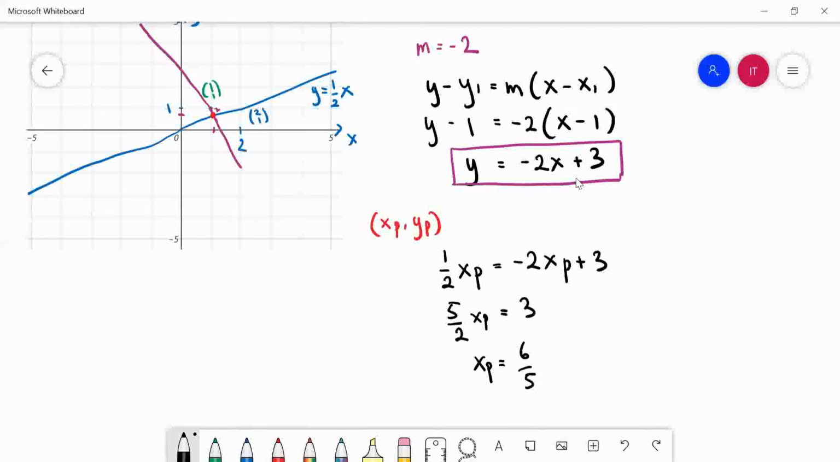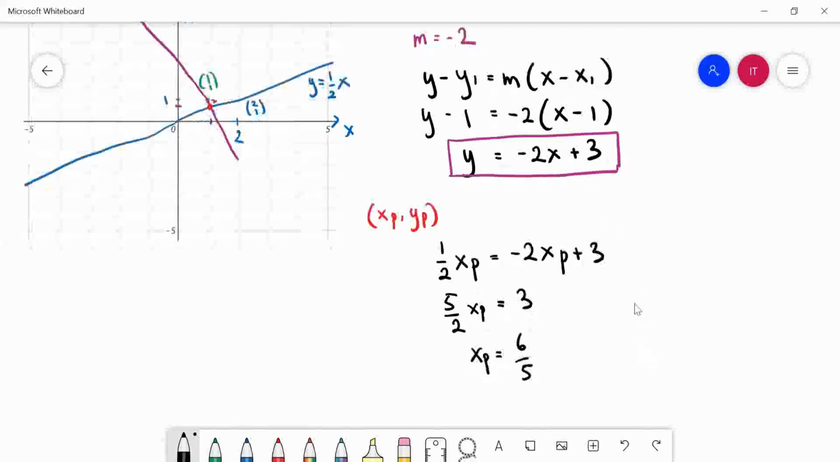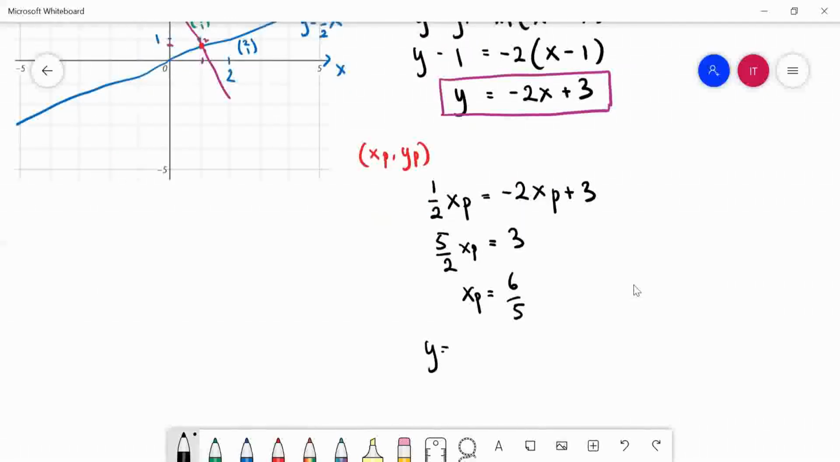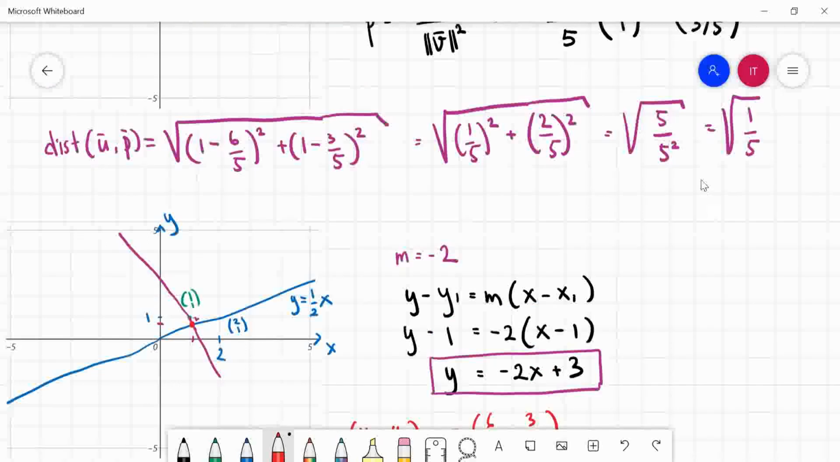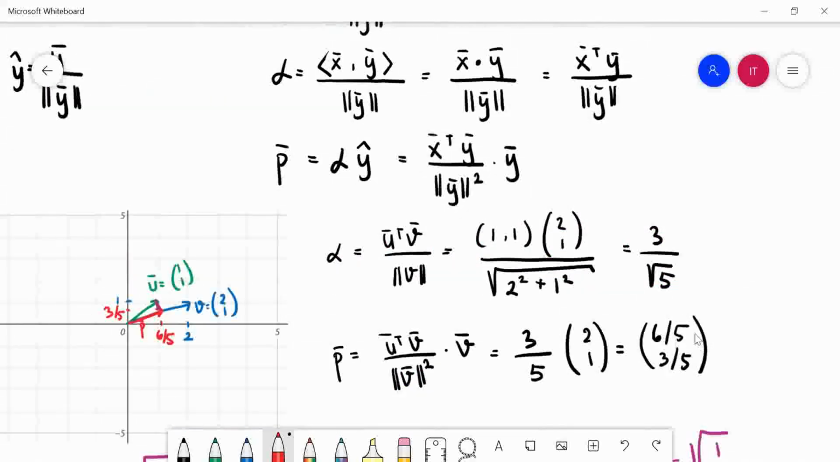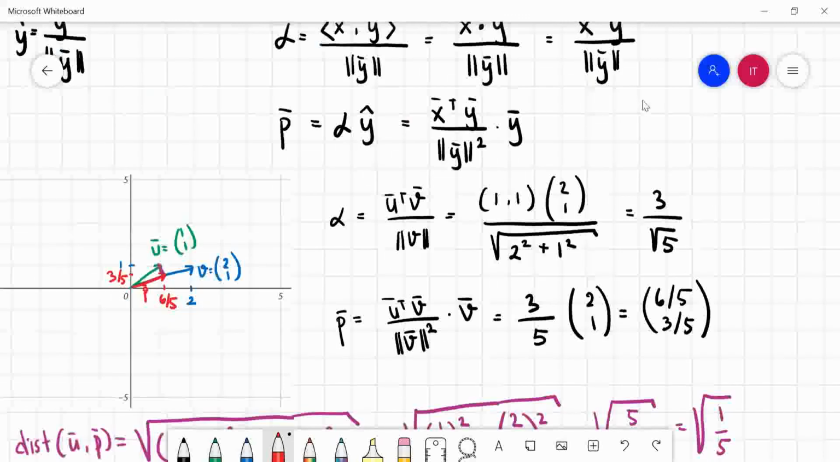And because we know y is equal to half x, we have here y is 3/5. So we know here that the intersection is 6 divided by 5 and 3 divided by 5. In this case, it's exactly the same as our previous result, 6 divided by 5 and 3 divided by 5.